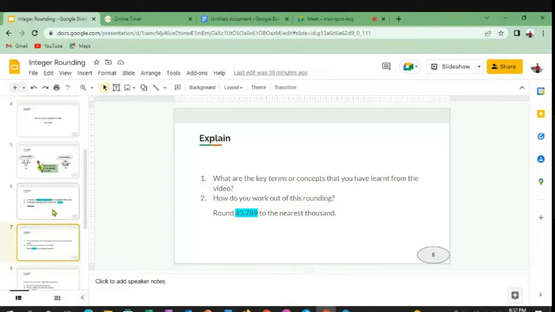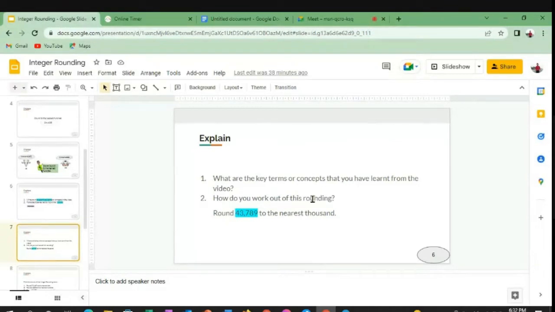And you all got the lesson about integer rounding. So what are the key terms or concepts that you have learned from the video? Many have answered. And now please do this exercise.